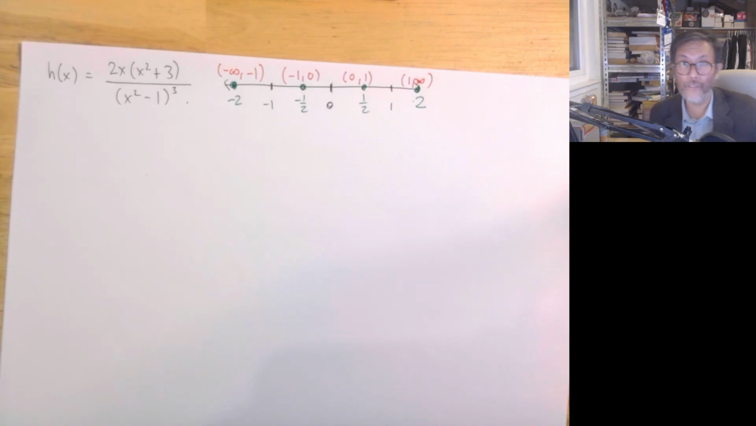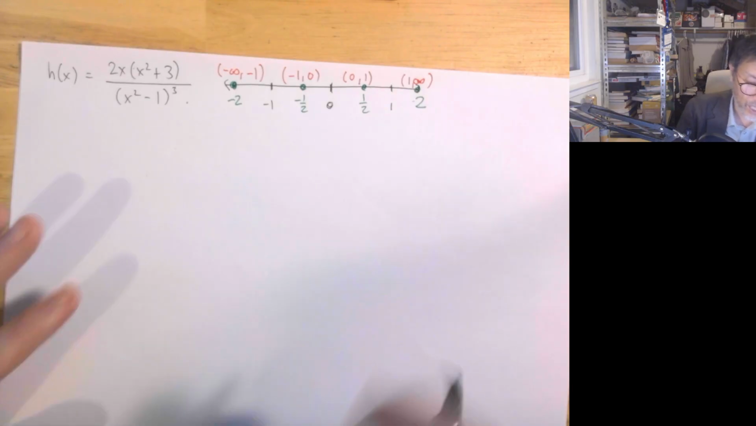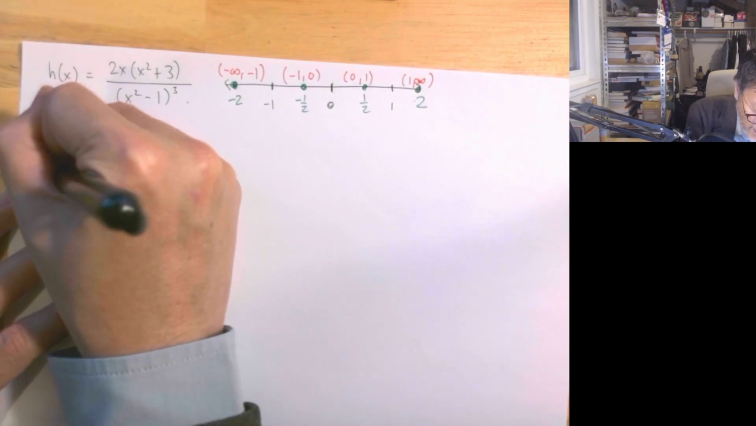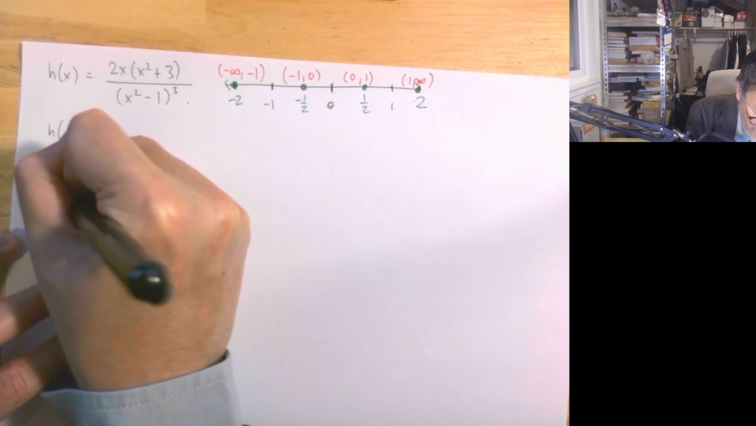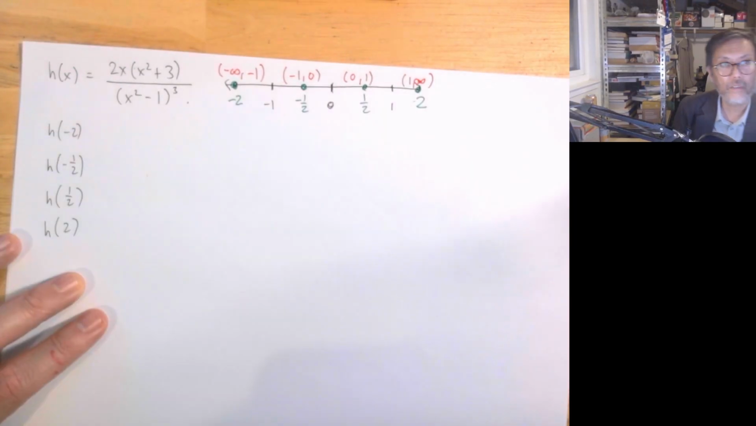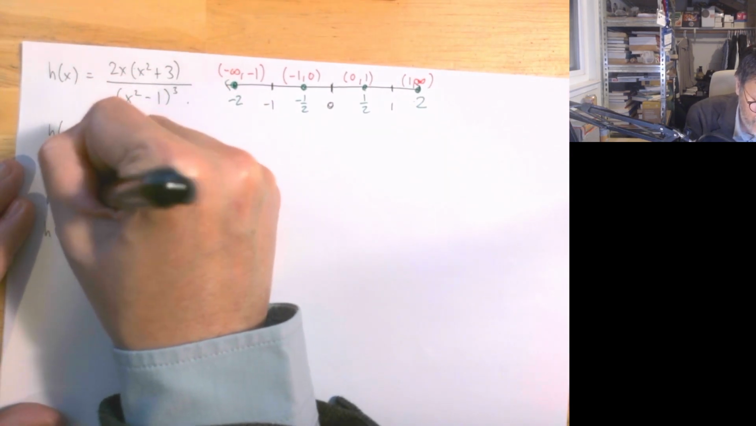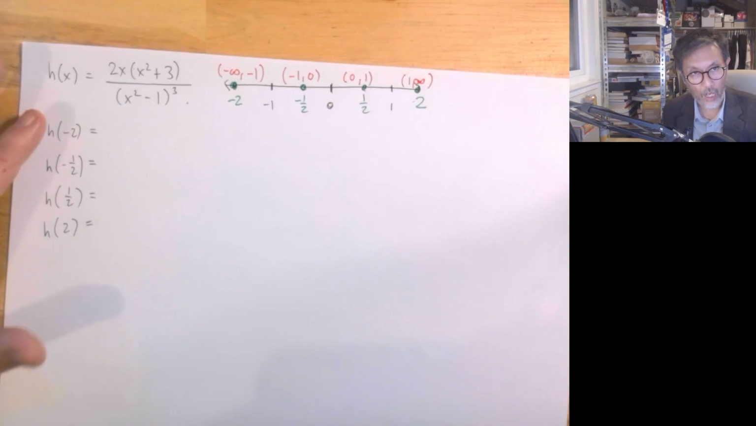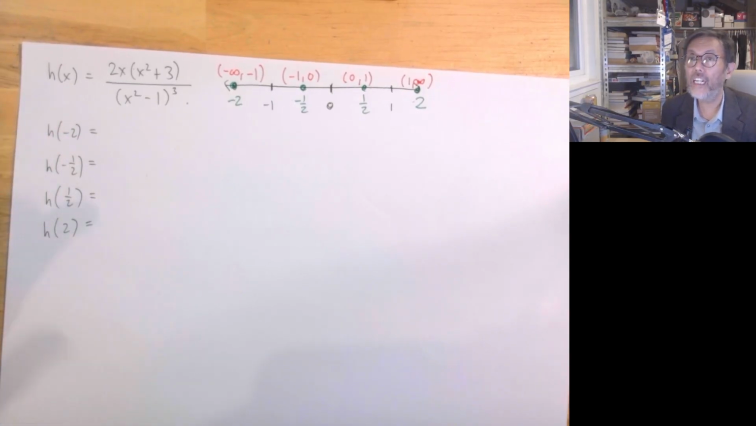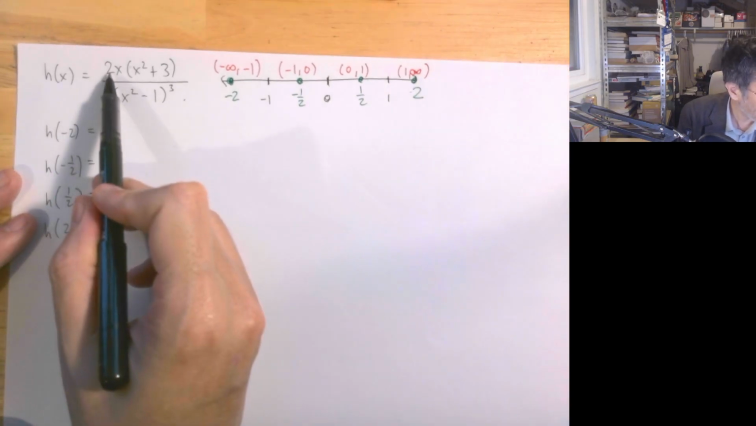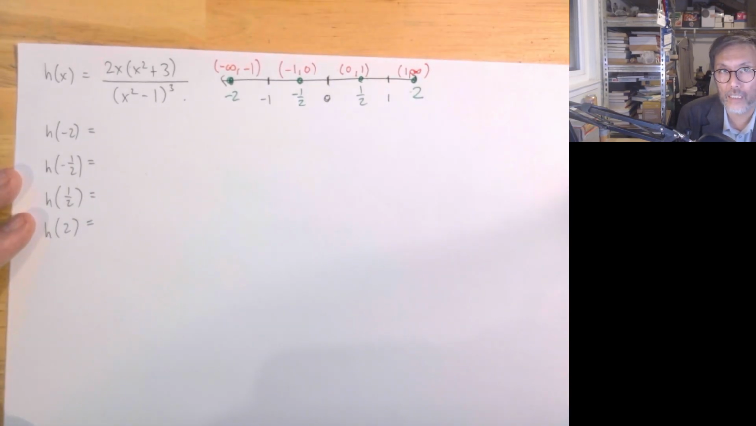Now, what I have to do is evaluate h at each of these test points. So I have to compute h of negative 2. I have to evaluate h of negative 1/2. I have to evaluate h at 1/2. And I have to evaluate h at 2. And that looks like a lot of work. However, because I only care about the sign, I don't actually care about the value of these 4 numbers. I care about their sign, whether they're positive or negative. So what I can do is break up the calculation using the factorization that I've got here.